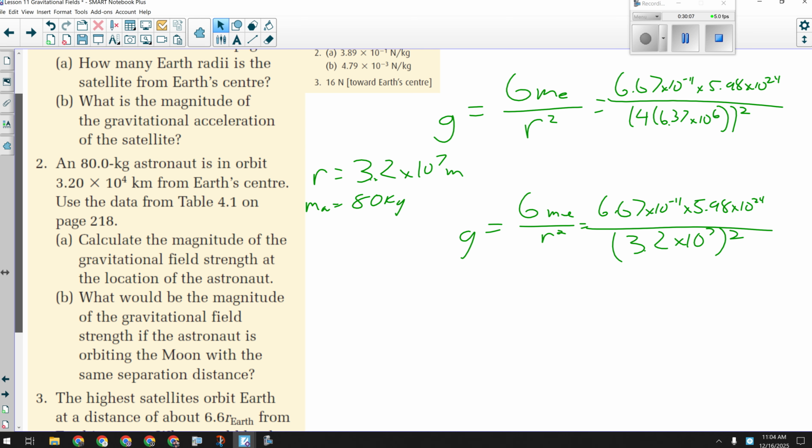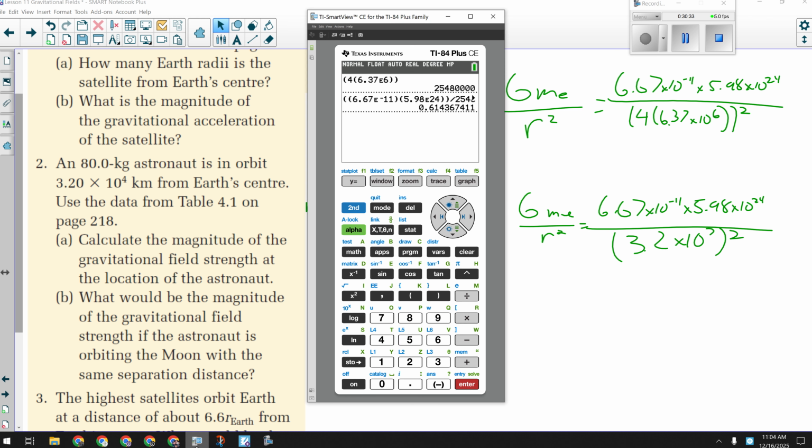The mass of the astronaut is irrelevant. All things fall at the same rate. Gravitational field strength is acceleration due to gravity, so the mass of the astronaut doesn't matter. It could have been a 600 kilogram mass. It could have been a 15,000 kilogram dump truck. It could have been anything. The answer would end up the same because all things fall at the same rate. So we should get 3.89 times 10 to the minus 1 newtons per kilogram.